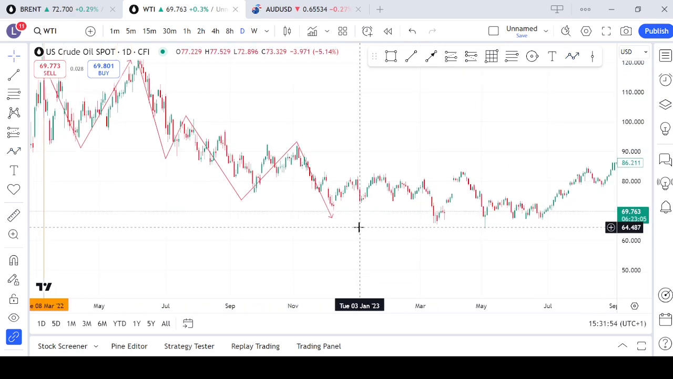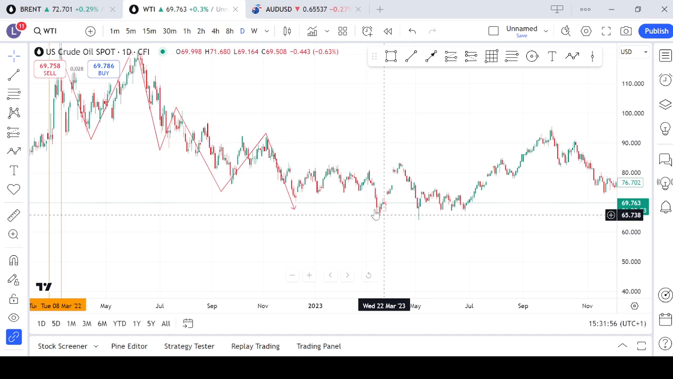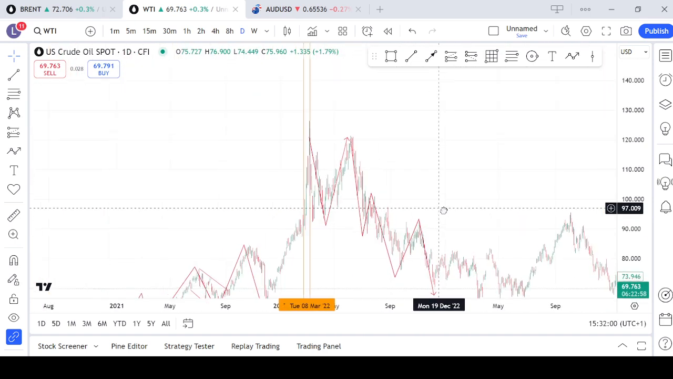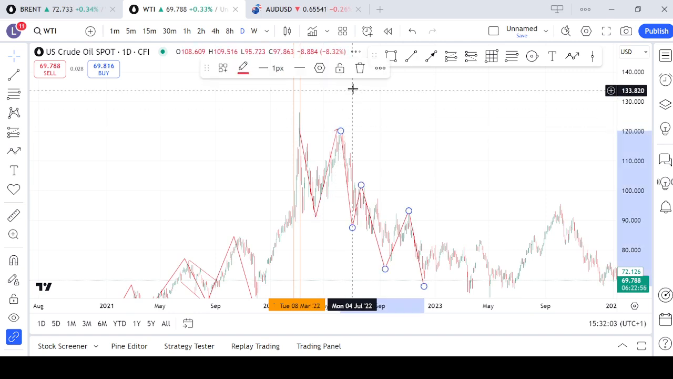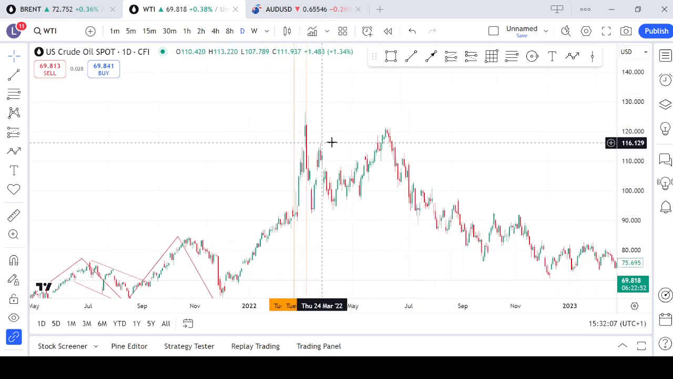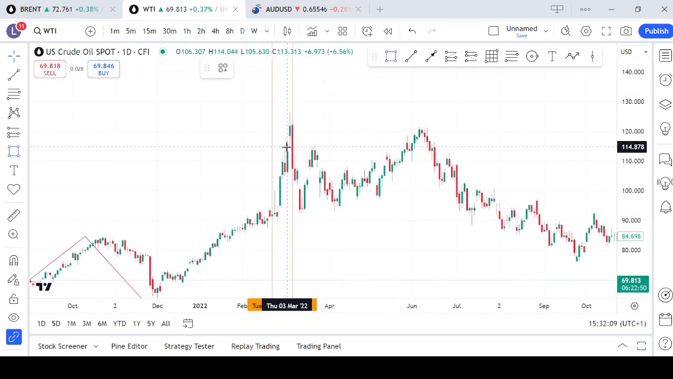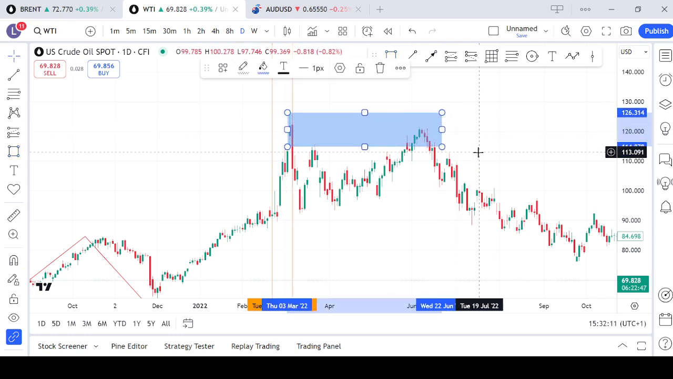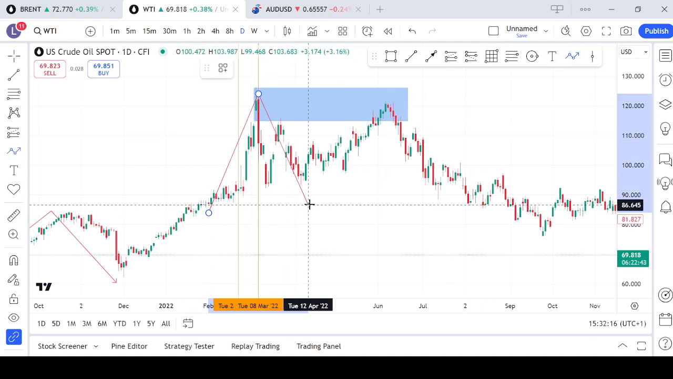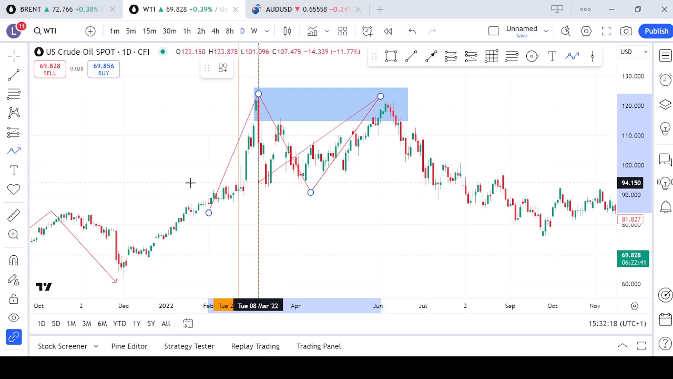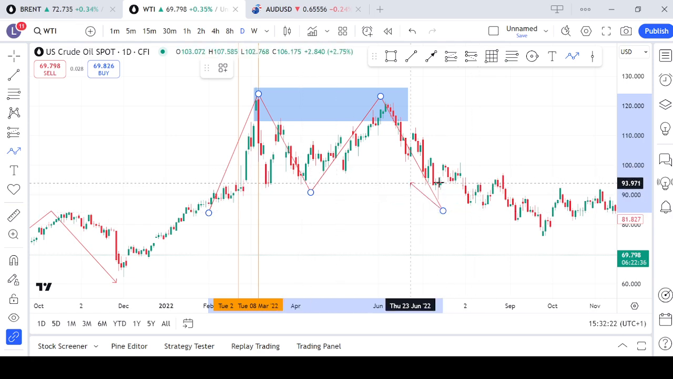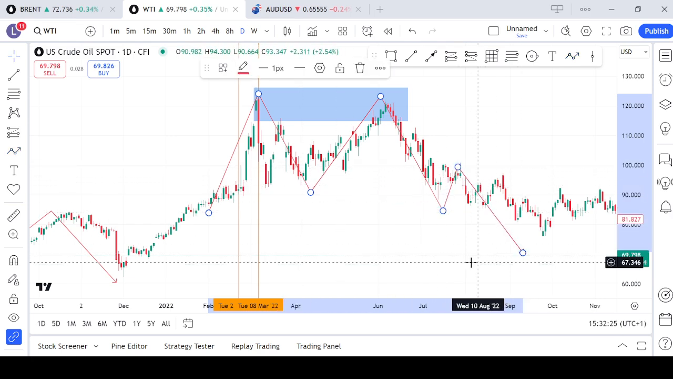So that's how you can use chart patterns to trade. You can see this was like a double top. See this double top right here. You can see price coming back to give us this double top pattern right here. Price broke the neckline and came back to retest that neckline and give us further down prices.